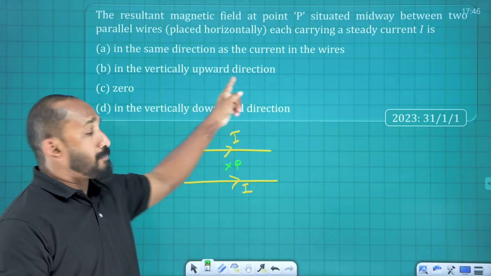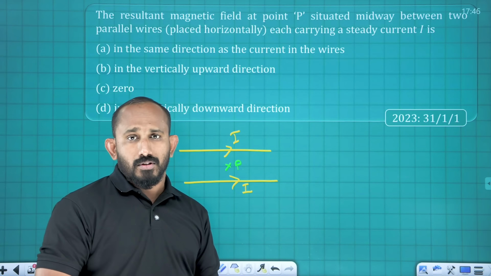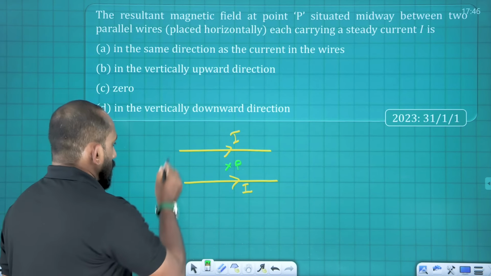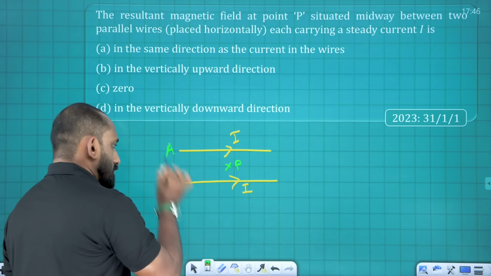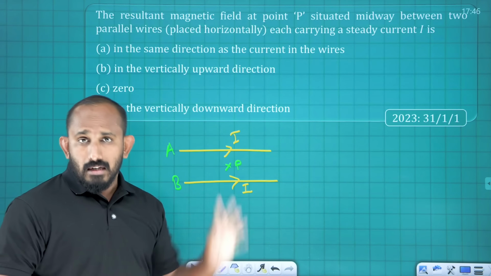In the vertically upward direction. Zero. In the vertically downward direction. These are the options, so let's see. Suppose I name the wires A and B. Current I is passing through A towards our left side.